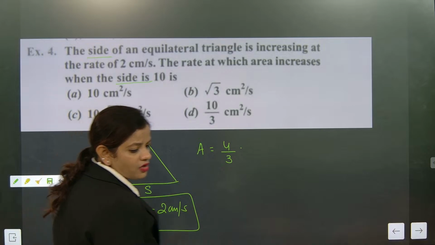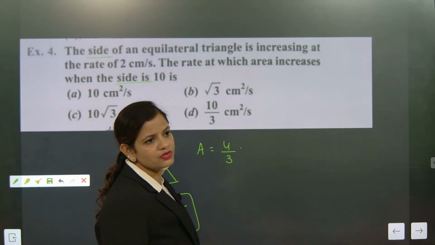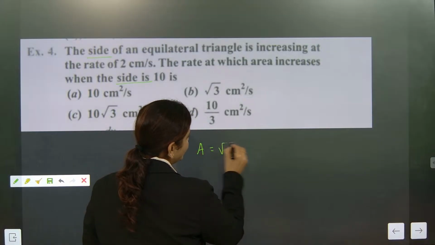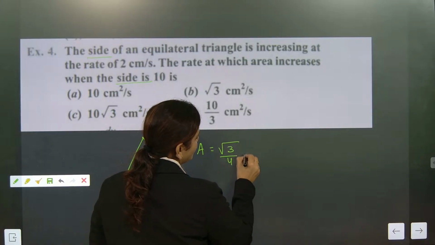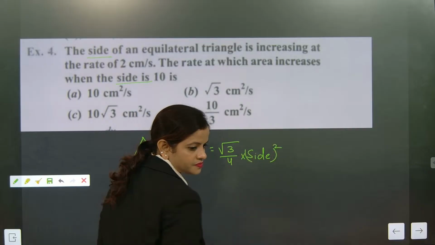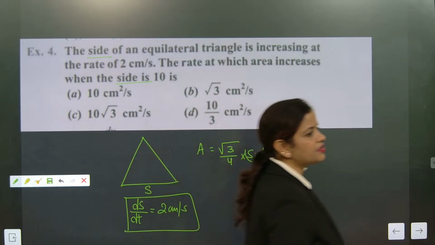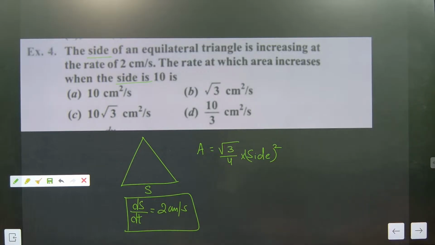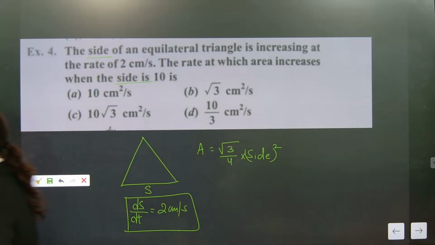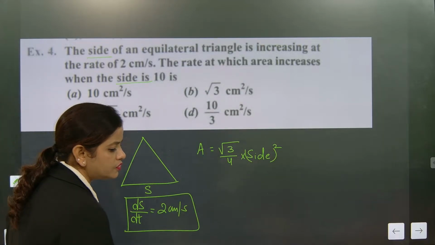If you don't know the area of an equilateral triangle, how are you going to solve this? At least note it down: the area of an equilateral triangle is root 3 by 4 into side square. Please remember this part.